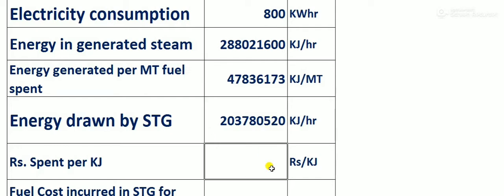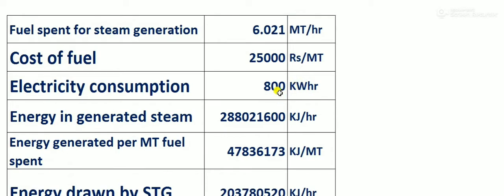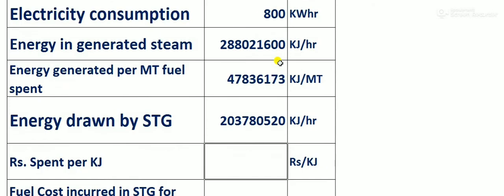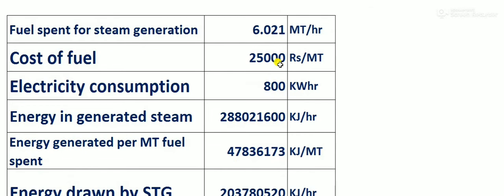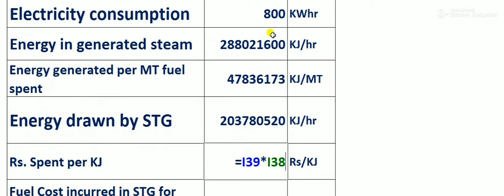So rupees spent per kilojoule. It is in kilojoule per hour. How many rupees cost are we spending per kilojoule? Since it is in kilojoule per metric ton, it is rupees per metric ton. So this is for 1 metric ton, right? We are consuming this much metric ton. So rupees per metric ton into metric ton per hour will give rupees per hour. Now we got rupees per hour.